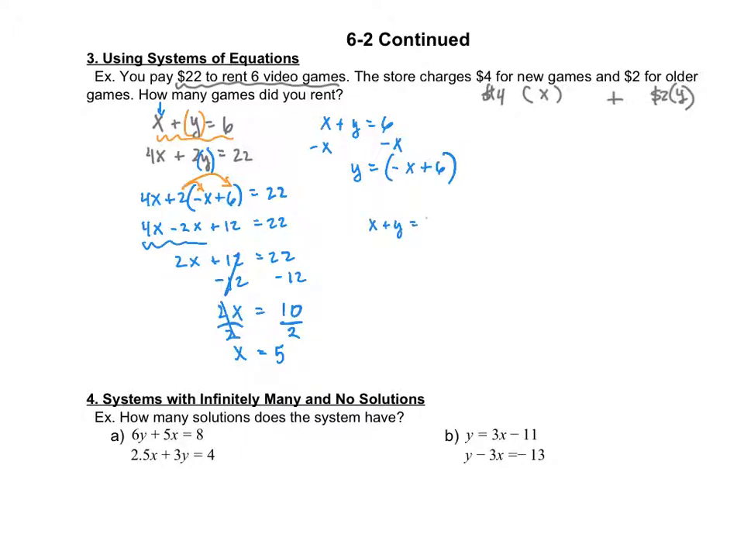x plus y equals 6. Well, if x is 5, 5 plus y equals 6. I think we can probably figure that one out without doing too much math, but y equals 1. So I could have rented 5 new games and 1 old game. That's the context, right? 5 new video games and 1 old video game is the quantities of games that I rented, and that's what they're asking me. How many games did you rent? Well, technically I rented 6, but they wanted to know what type of those games I rented.